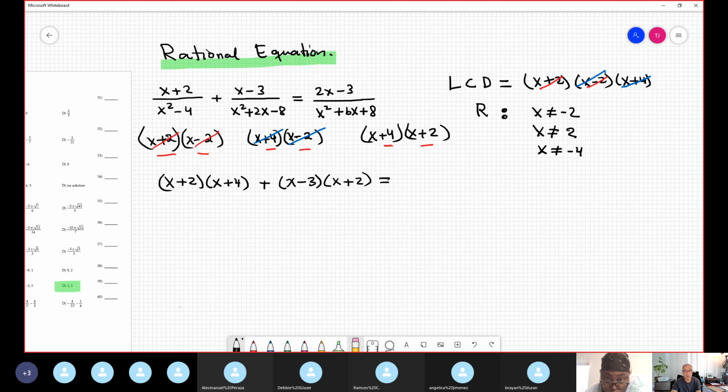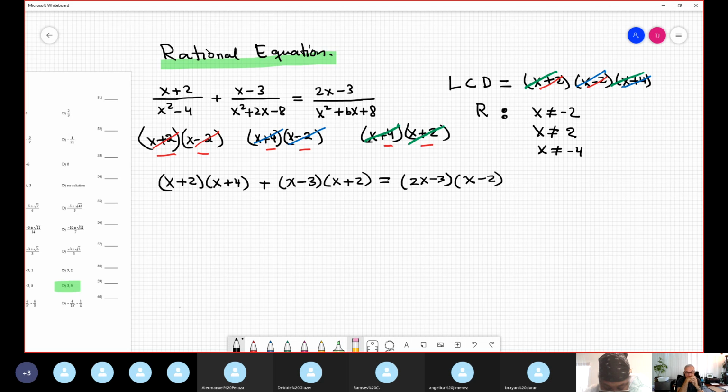Equal. Now I am here in the right hand side. Let me use green color. x plus 4 is cancelled, and x plus 2 is cancelled, and stays only 2x minus 3, the corresponding numerator, times the part I don't cross in green color, which is x minus 2. Everyone follow me so far? Come on, guys, important, because the rest is easy.